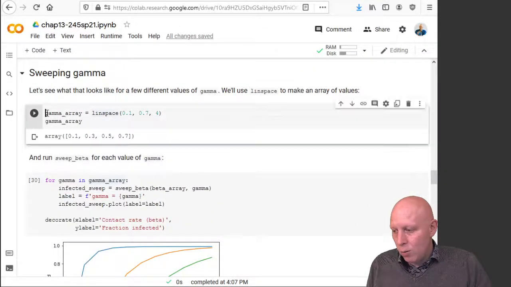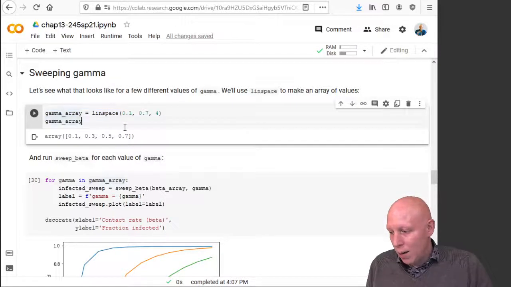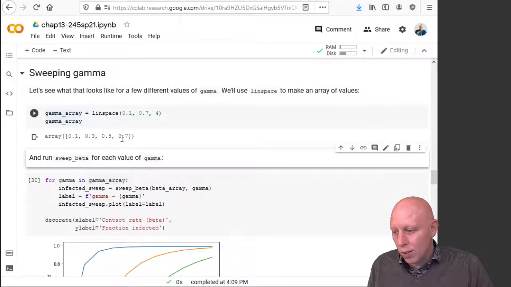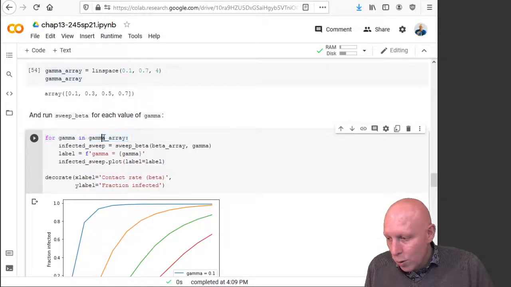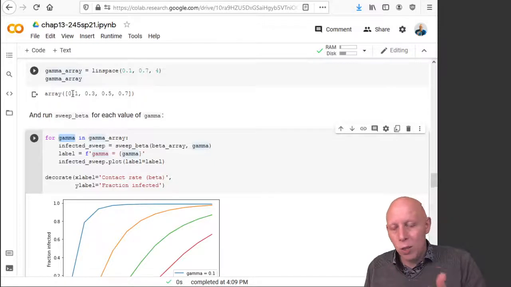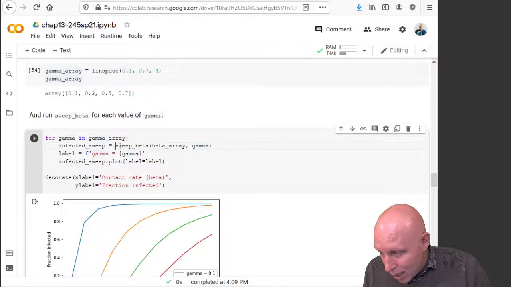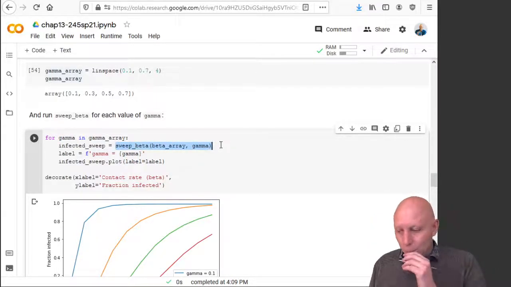All right, so we'll create different values for what gamma can be. Here gamma goes between 0.1 and 0.7. And now we're running a for loop, where we're choosing different values of gamma in this array. So gamma is 0.1, then gamma is 0.3, gamma is 0.5, gamma is 0.7. And for different values of gamma we can do this sweep. We are running the same sweep function, it's just that the gamma is changing.